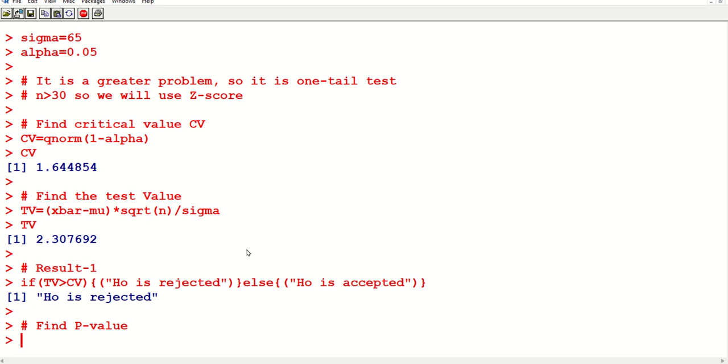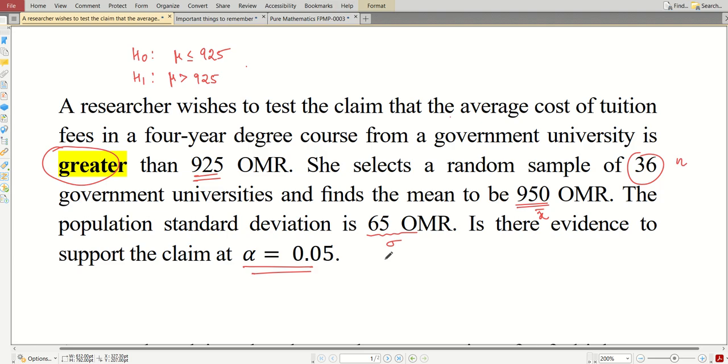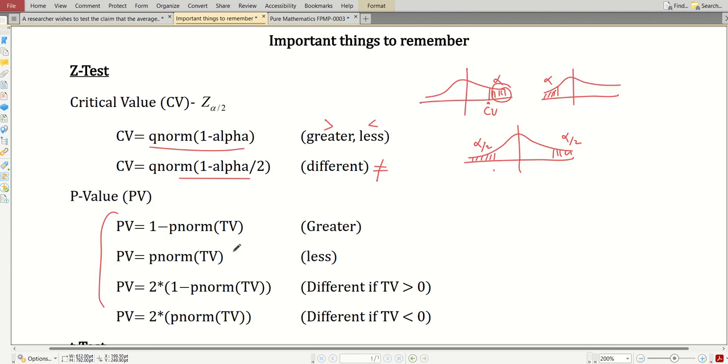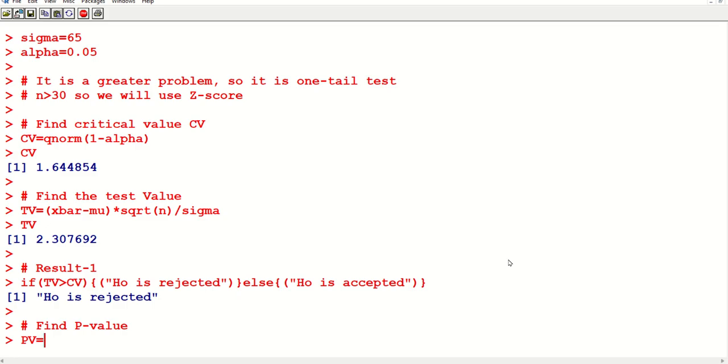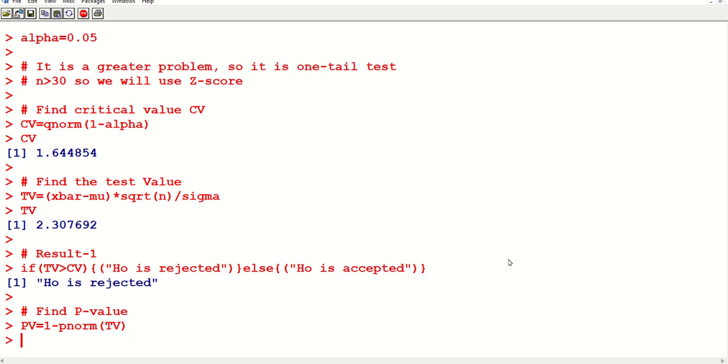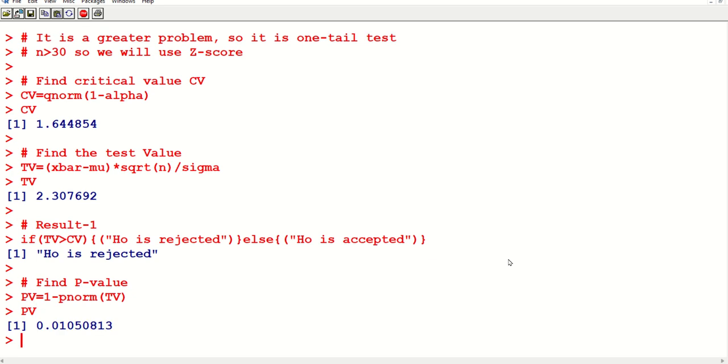And if we find the p value, how to calculate p value? Now you need to go to this one. So what is the command for p value? Now our question is related to greater. So what will be the formula? Formula is this one. We will use 1 minus p norm of tv. So p value is equal to 1 minus p norm of tv. If you will see, p value is coming 0.01. Clear? This is the p value.